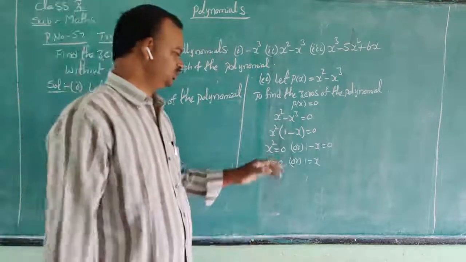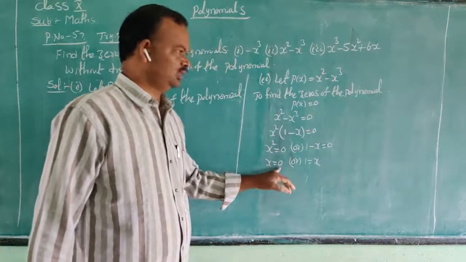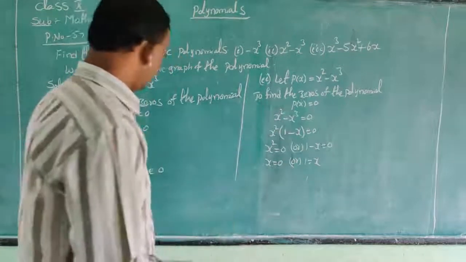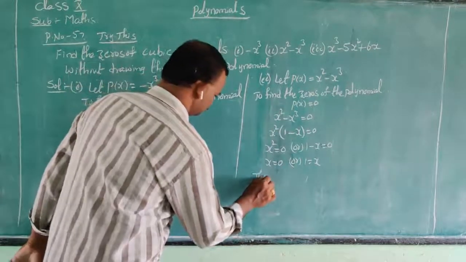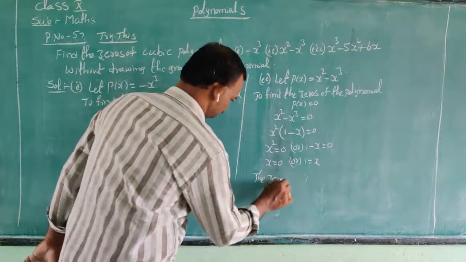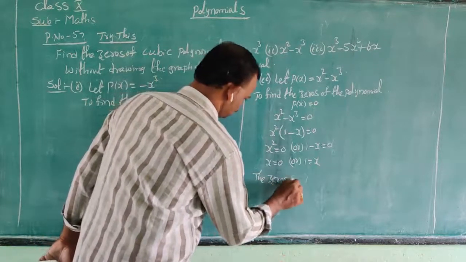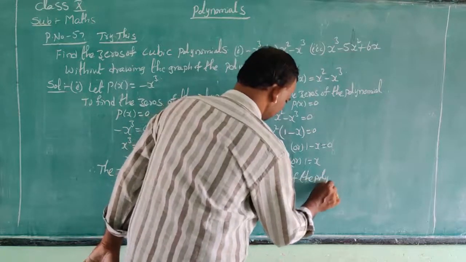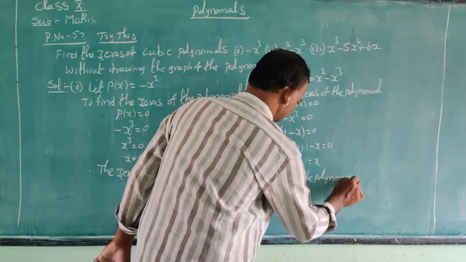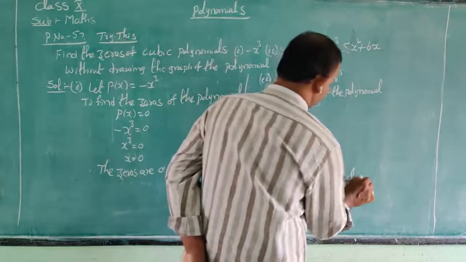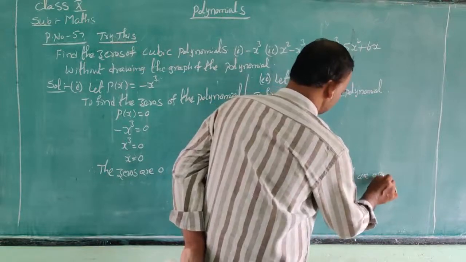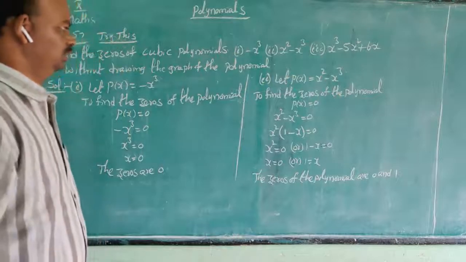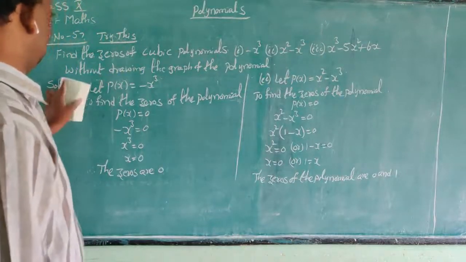That means here x square is equal to 0. Therefore, x is equal to 0, 0. There are two zeros, and here the third zero. So the zeros of the polynomial are 0 and 1. And also the next, third one.